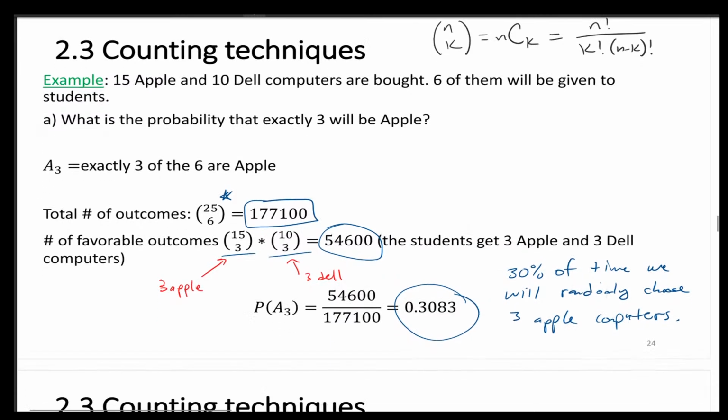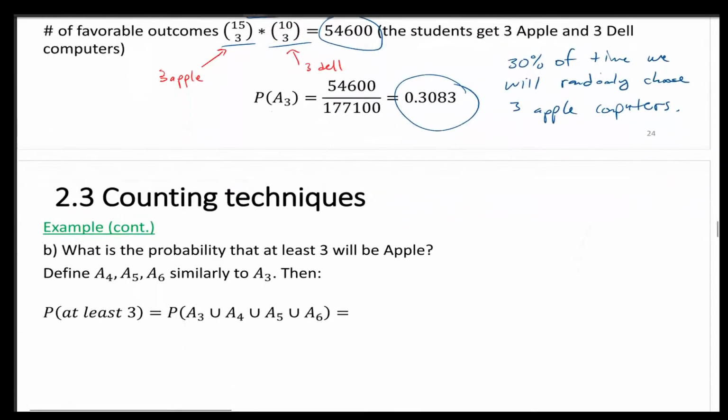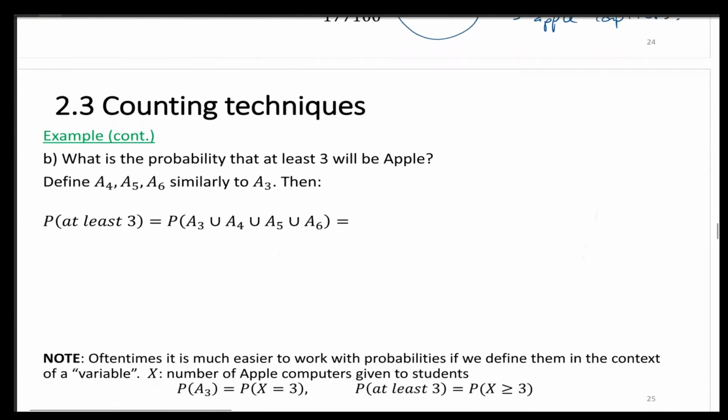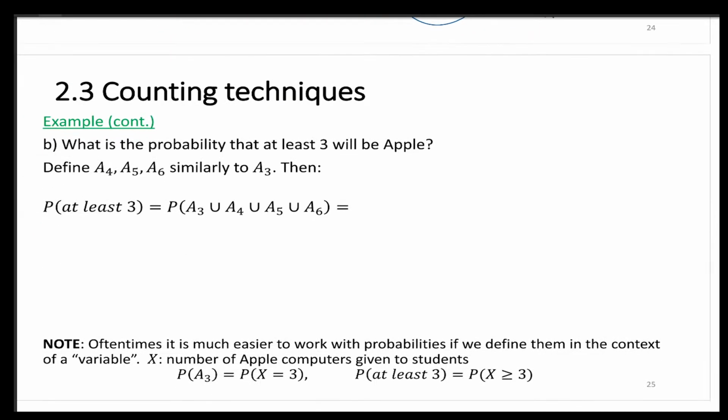Okay, let's move on to part B. Part B says, what is the probability that at least 3 will be Apple? So we have A3 already, but what's A4, A5, A6? So probability of A4 will be 15 choose 4, and then 10 choose 2 over 25 choose 6. Because now I'm picking 4 Apple computers and 2 Dell computers.